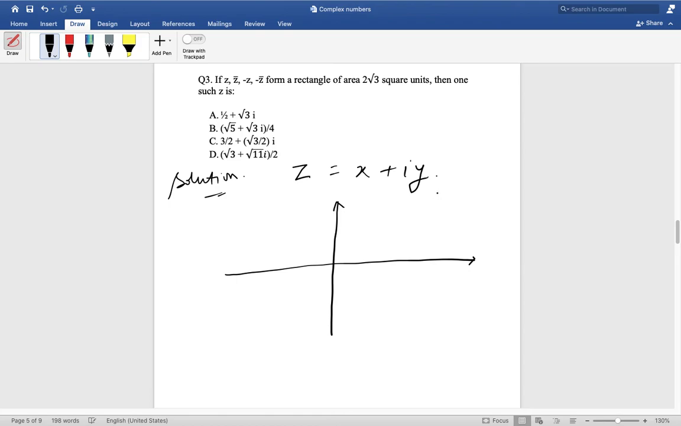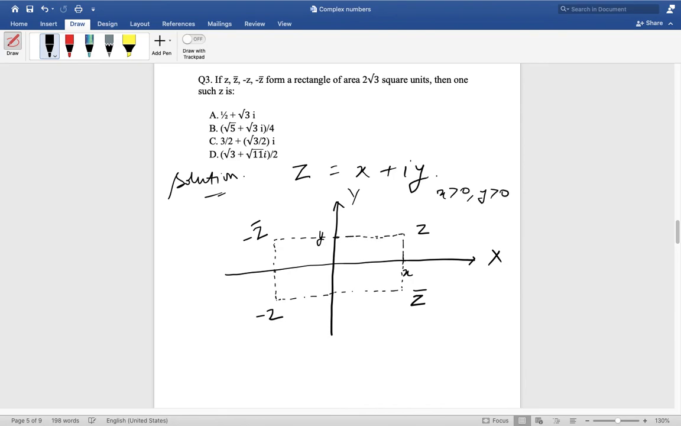Let us assume x greater than 0 and y greater than 0 for simplicity. This is the x-axis, this is the y-axis. z is x plus iota y, right? So it is somewhere here. This is my z. What is z bar? x minus iota y. So x remains positive, y becomes negative. So this is z bar. What is minus z? Both x and y are negative. This is minus z, and minus z bar will lie over here. So you have to draw this diagram in order to understand this problem.